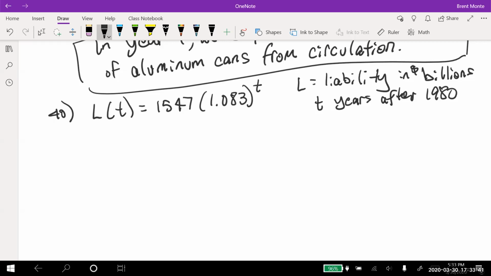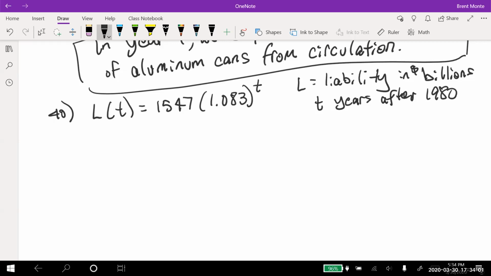So if it's at 1, it doesn't change. If it's below 1, like the 0.45, it's getting smaller. If it's above 1, it's growing. And this is growing at 8.3%. That's what that 1.083 means. The 1 gives you back your original number. The 0.083 gives you an 8.3% growth rate.